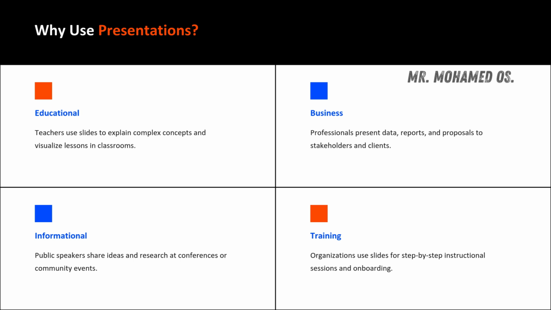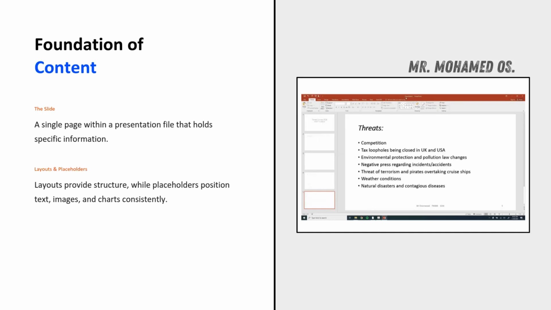Every great presentation is built one step at a time, and the slide is the fundamental unit of content. A slide is just a single page within your presentation file, but it's where all your information lives. The structure of that information is managed by layouts. Layouts are pre-designed templates that organize your content, whether it's a simple title slide or a complex comparison slide with two content areas. These layouts use placeholders, which are essential for consistency. Placeholders ensure that your text, images, and charts are always positioned neatly and predictably.